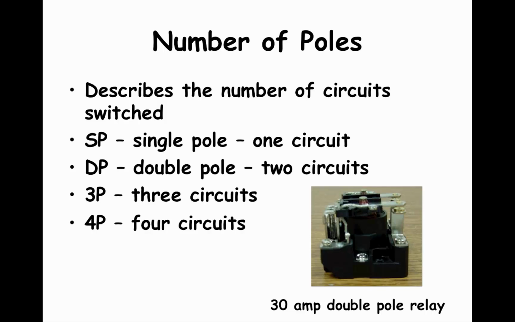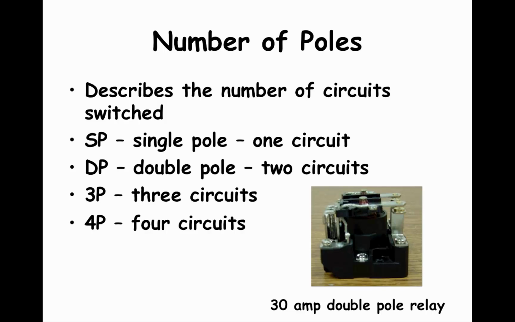For example, one of the light switches in the classroom turns on several lights. All of those lights are on one circuit and they are controlled with one light switch. A single pole relay controls one circuit, so it just has one switch that turns on or off all of the lights on that single circuit.